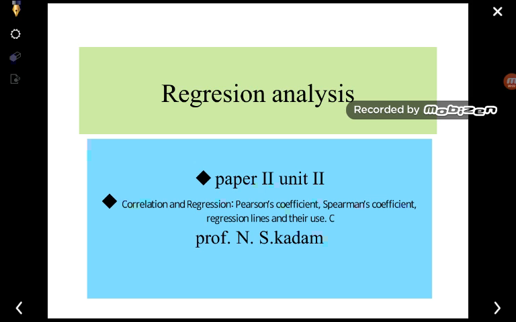This topic regression comes under Paper 2, Unit 2, that is the statistical aspect, and the topic is correlation and regression. These both topics are given together. Under this topic we have already studied Pearson's coefficient as well as the Spearman coefficient. Today we have to study the regression line, and related regression equations.